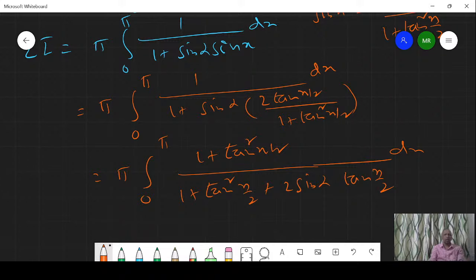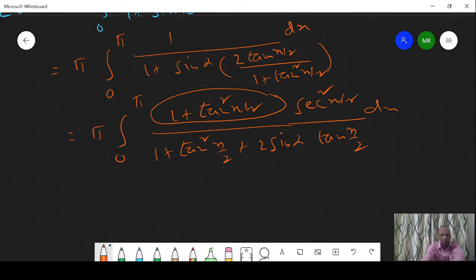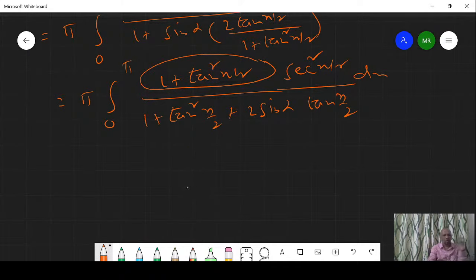Now here, we know that 1 plus tan square x by 2 is secant square x by 2. Replace 1 plus tan square x by 2 with secant square x by 2. Now I am going to simplify the problem. Very simple: here I will take tan x by 2 equal to t. You consider tan x by 2, put tan x by 2 is equal to t.